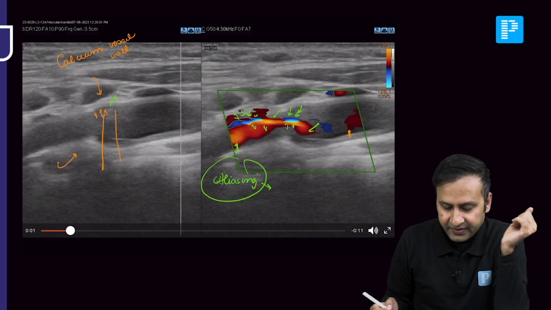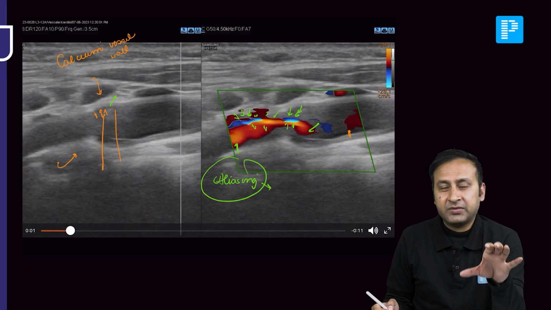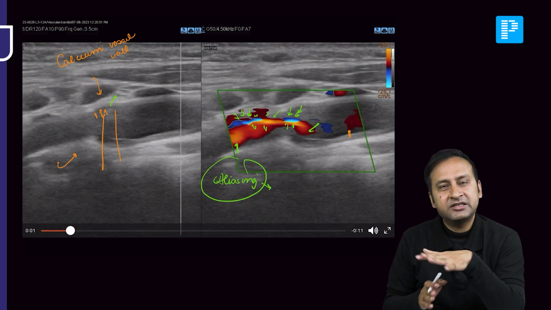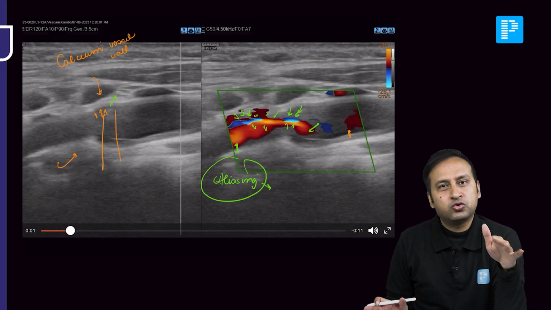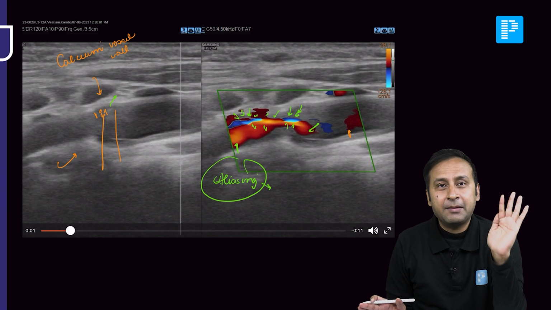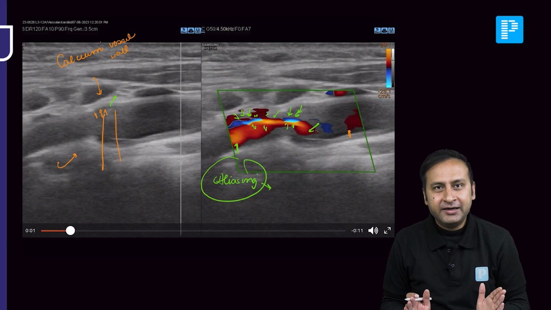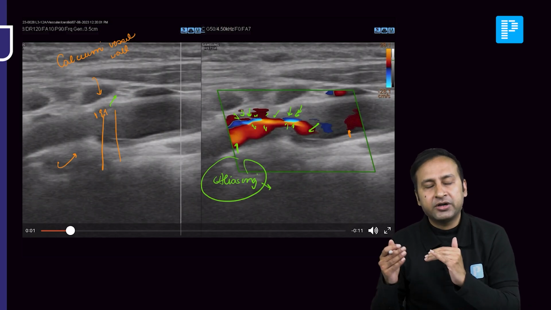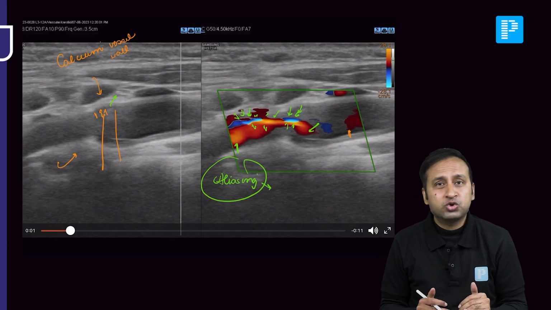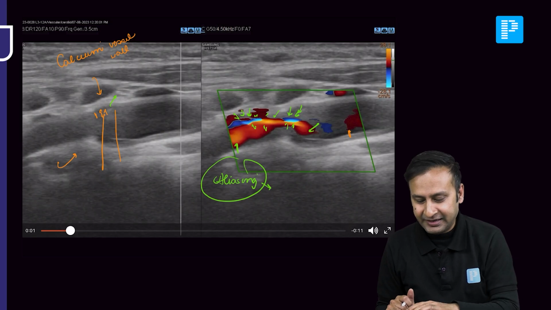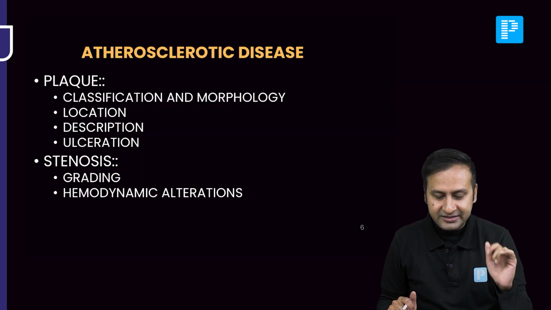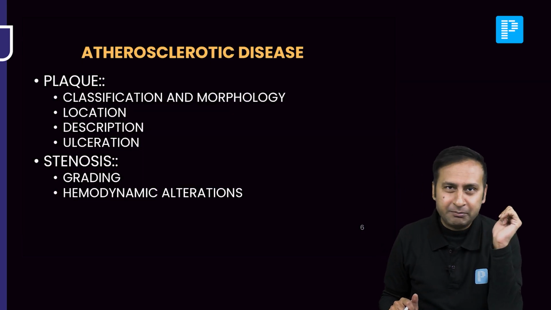Now I hope that you would remember everything about atherosclerosis, because this is pretty much everything that atherosclerosis is composed of. Number one, plaque. Number two, calcifications. And number three, flow abnormalities. So just keeping this picture in your mind, now we'll be looking at some of the important theoretical aspects of atherosclerosis, and then be looking at the individual cases. So let's start our discussion with atherosclerotic plaque.